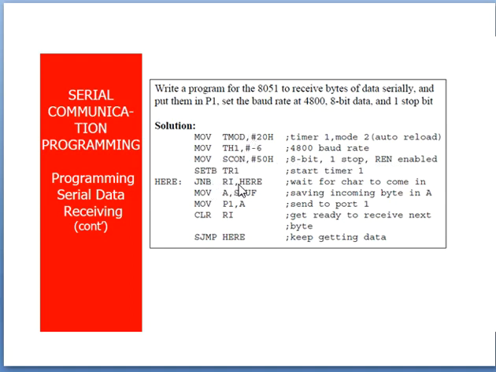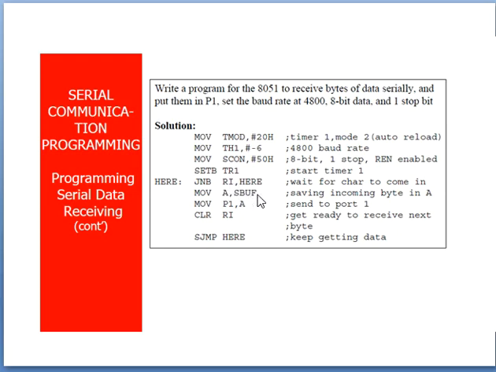Then JNB RI, here, so continuously we are going to observe this RI bit. This bit is to wait until all the bits of the particular value or character sent from the external device are loaded into the SBUF register. So continuously we are going to look into this until it goes high. So it will be in the loop until it is high. If it is 0, it is in the loop. If it goes high, then we are going to come out of that. So it means that SBUF is loaded with the character.